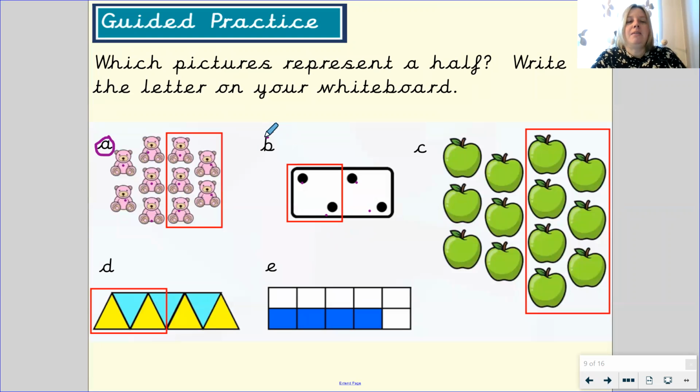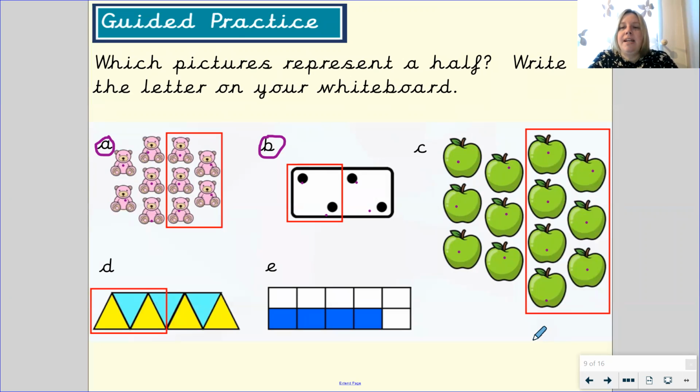Let's look at the picture of the apples. Let's count how many apples we have all together to start with. 1, 2, 3, 4, 5, 6, 7, 8, 9, 10, 11, 12, 13. So our whole number is 13.